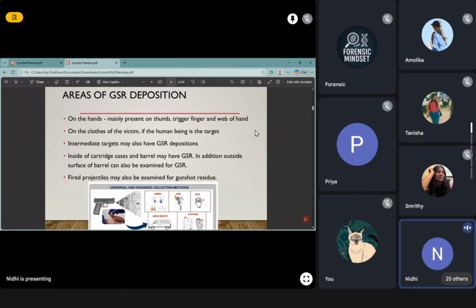So when you want to examine GSR in case of death caused by a projectile, you will be getting clothes as evidence also. Then comes intermediate targets, which may also have GSR deposition. Can anyone tell me what those intermediate targets can be?